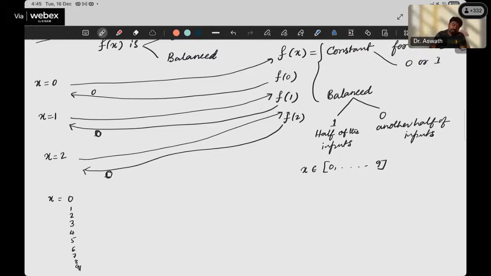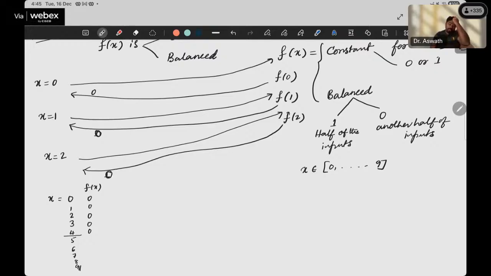So in that case, what is the worst scenario which takes the maximum number of attempts for Alice to find out? It is very simple. There are 10 argument values. Up to x equal to 4, she may get back f of x values being 0, 0, 0, 0, 0.